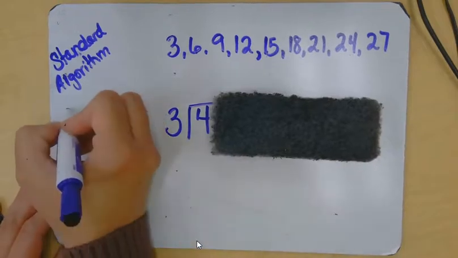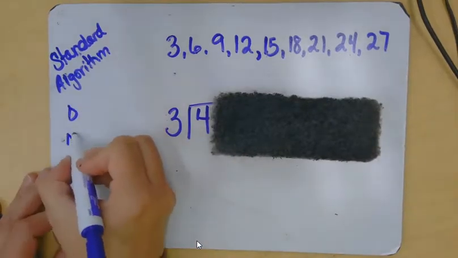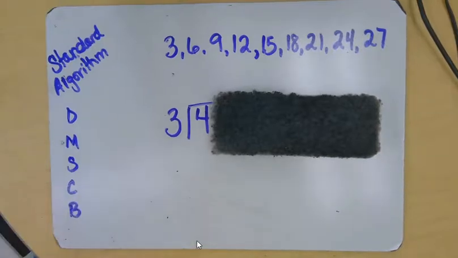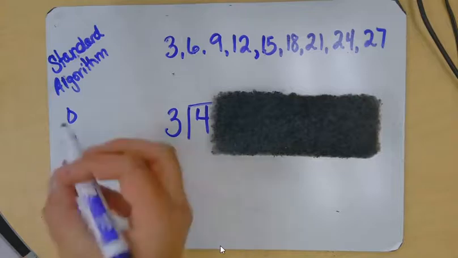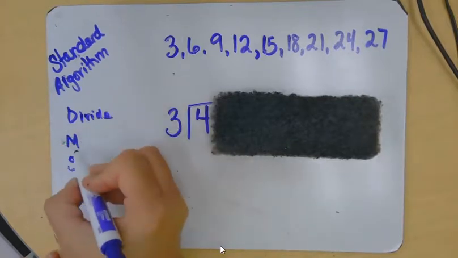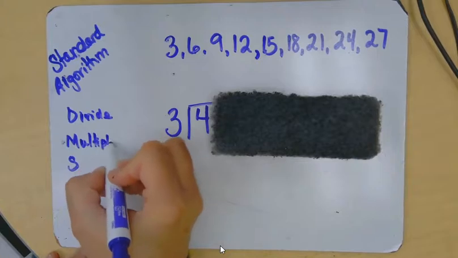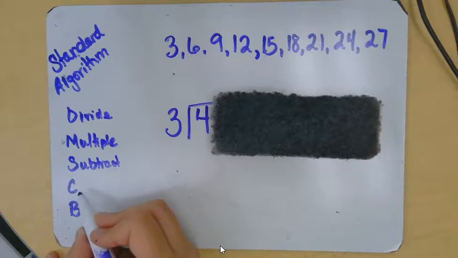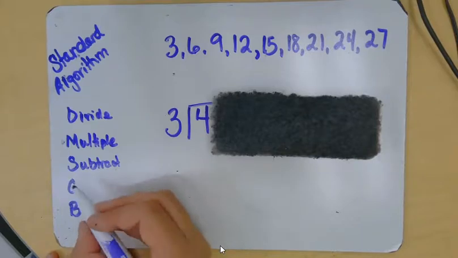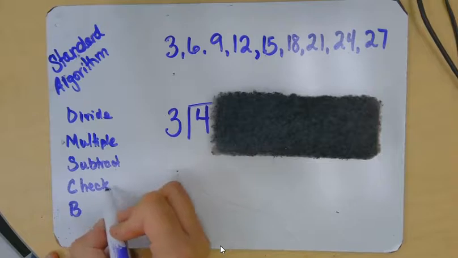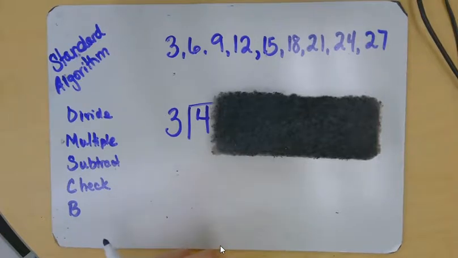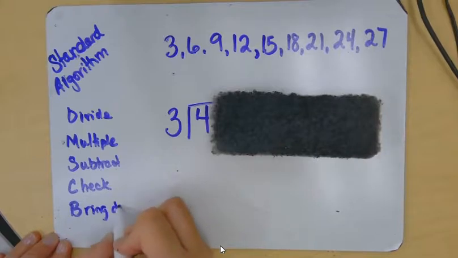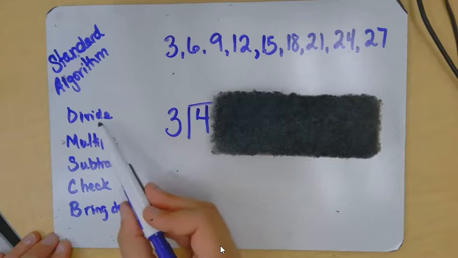I also use this mnemonic phrase. Does McDonald's sell cheeseburgers? The D means divide. The M means to multiply. The S means to subtract. Now, some people don't put cheese on their burgers, but I think it's really important because we have to check and make sure that we're doing everything all right by now. And the B in burger means to bring down. So the first part that we're doing is dividing.